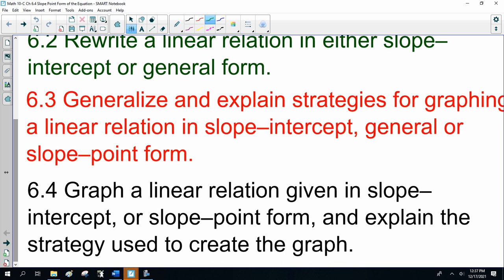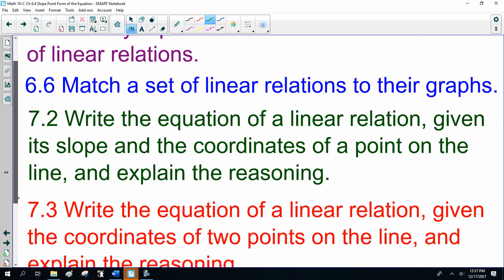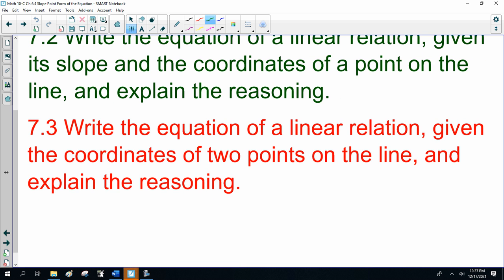We're going to graph a linear relationship given a slope-intercept or slope-point form and explain the strategy used to create the graph. We're going to identify equivalent linear relations from a set of linear relations. We're going to match a set of linear relations to the graphs. We're going to write the equation of a linear relation given its slope and the coordinates of a point on the line and explain the reasoning. And finally, we're going to write the equation of a linear relation given the coordinates of two points on the line and explain the reasoning. Lots we're going to do, so let's get to it.